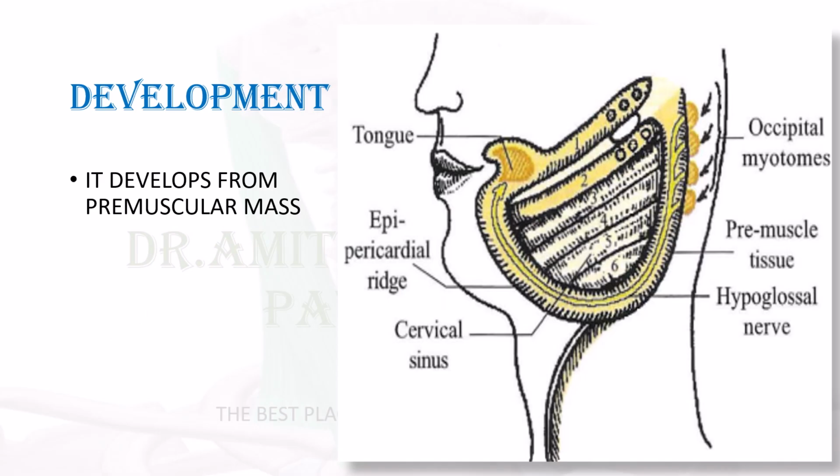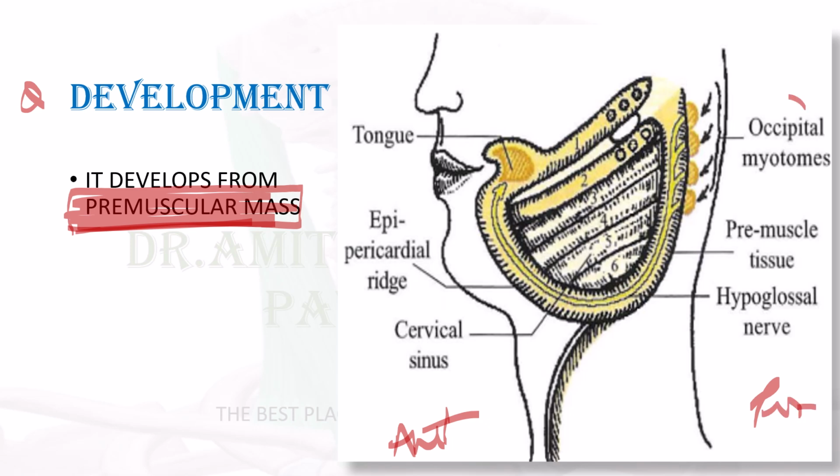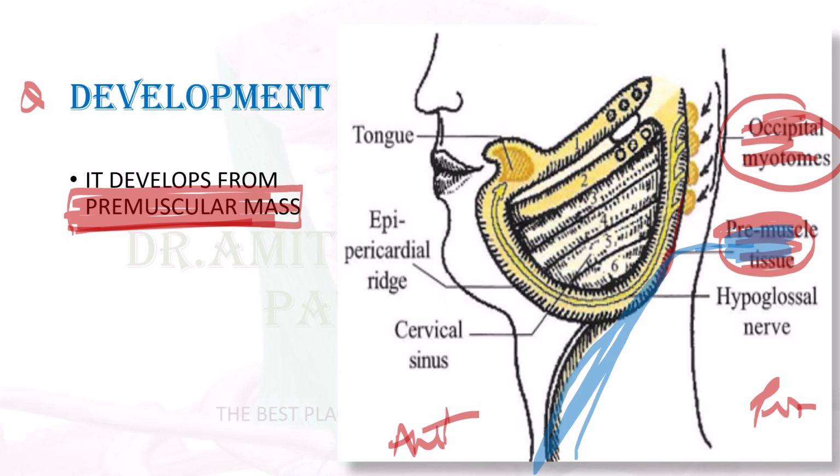Development is important because it is in one line. The sternocleidomastoid will develop from the premuscular mass. So this is the sagittal section, this is the anterior side, this is the posterior side. Here is the occipital myotome. From the occipital myotome, children, the tongue is formed. Below the occipital myotomes we have premuscular tissue, the premuscular mass. This premuscular mass will develop into two muscles, the sternocleidomastoid muscle and the trapezius muscle.